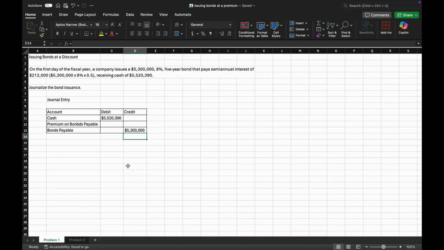To find the premium difference, all you have to do is subtract bonds payable from cash. For us, that'll be $5,520,390 minus $5,300,000, which comes out to a credit of $220,390. And there you go. You now know how to journalize the issuance of bonds at a premium.